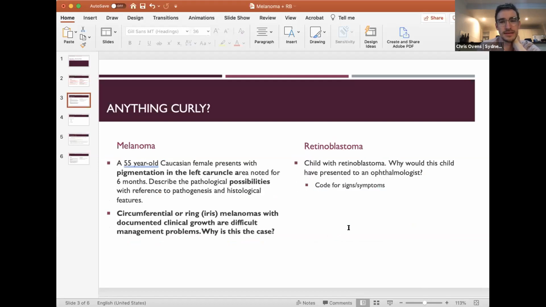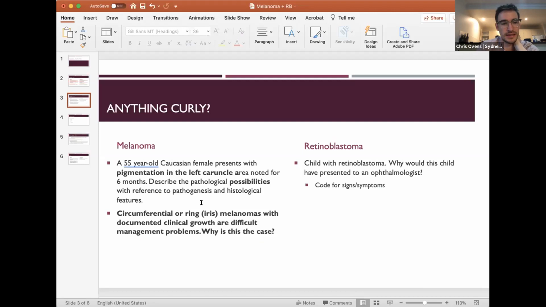So, things that were a little bit tricky in terms of the questions that I went through. For melanoma, a 55-year-old Caucasian female presents with pigmentation in the left caruncle area, noted for 6 months. Describe the pathological possibilities with reference to pathogenesis and histological features. I thought that was a little bit of an odd way of asking things, but I suppose it comes down to: what are your differentials and what are the pathological features of those differentials?